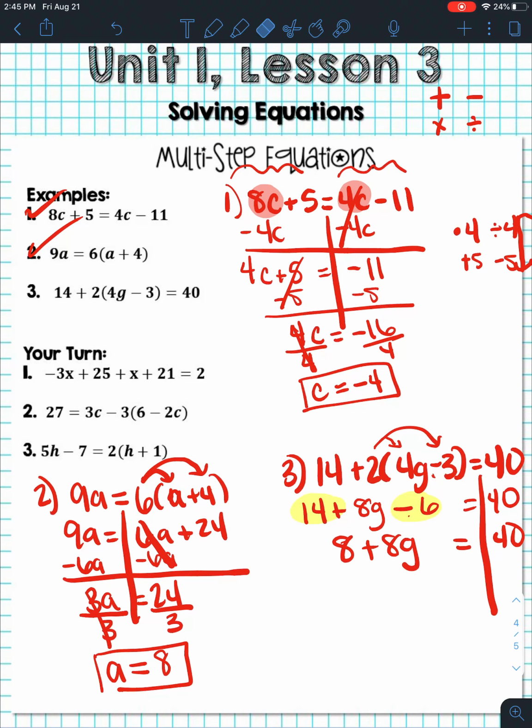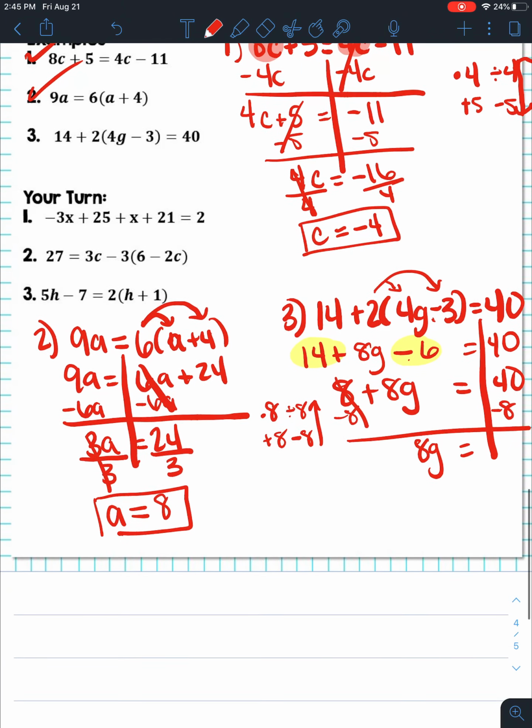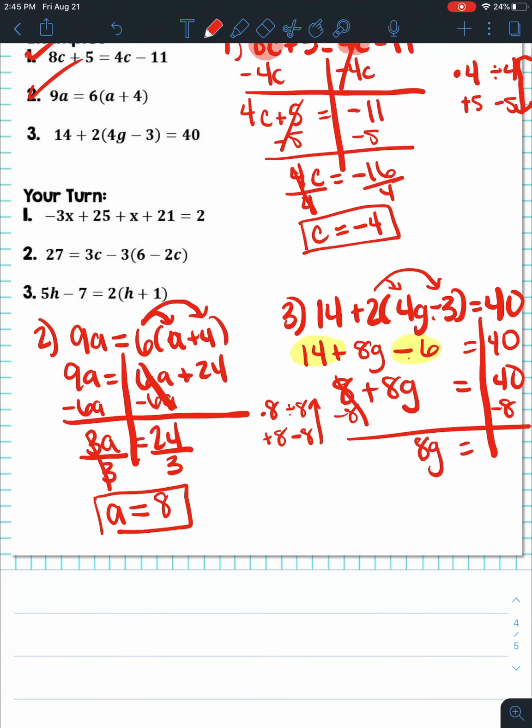Now I'm going to try to get g by itself. So I'm looking, what is happening to my variable? The first thing I'm doing to g is I'm multiplying it by 8, and then I am adding 8. So the inverse of positive 8 is a negative 8, so subtract 8. And the inverse of multiplication is division, and I'm going to do these from the bottom up. So the first thing I'm going to do is move this 8 over. 8 minus 8 is 0, and I'm just left with 8g equals 40 minus 8 is 32.